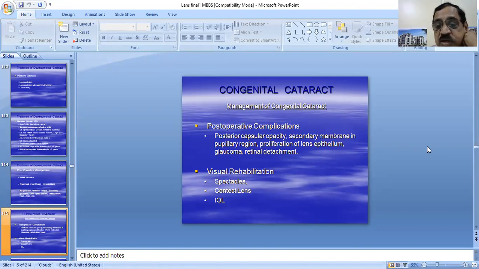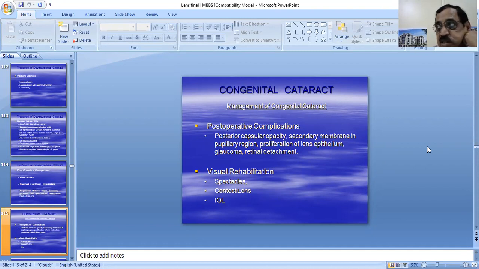And proliferation of lens epithelium onto the posterior surface of the cornea can also occur. Proliferation of lens epithelium onto the posterior capsule can give rise to a posterior capsular opacity also. And glaucoma and retinal detachment, these two things can also occur, which we have already seen.